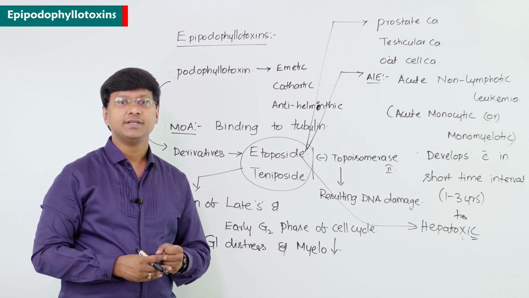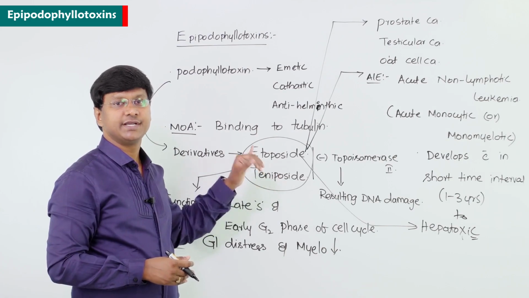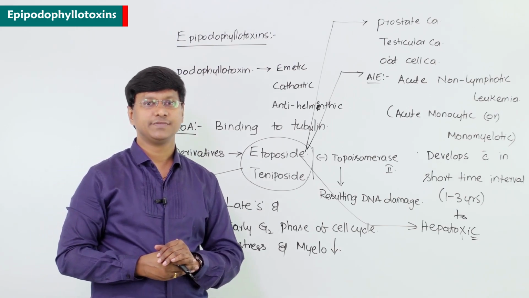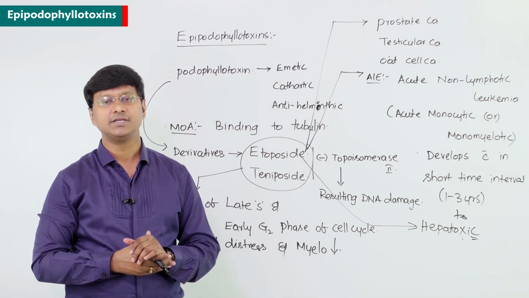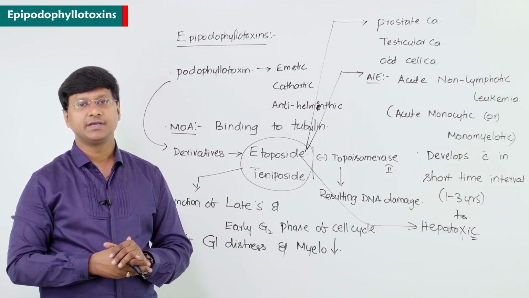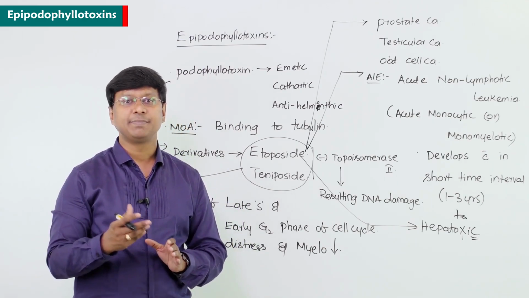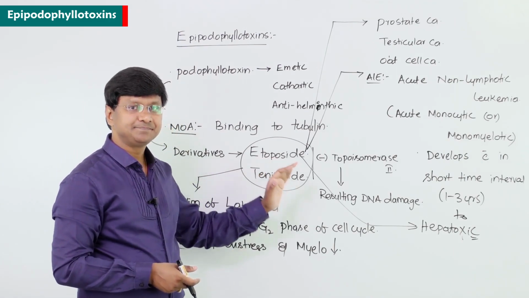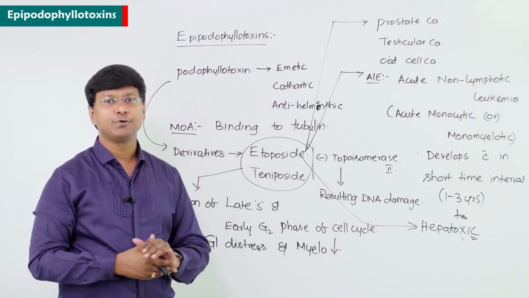And these drugs, remember, can cause gastrointestinal distress as well as myelosuppression. Etoposide is indicated for testicular, prostatic and as well as small cell tumors of the lung. Etoposide therapy can result in acute non-lymphocytic leukemia, that is acute monocytic or monomyelocytic leukemia. Remember, this leukemia develops at a short time interval of 1 to 3 years after the end of therapy, as compared to the alkylating agents induced leukemia. And the other point is that etoposide at high doses is highly hepatotoxic. So that is about your epipodophyllotoxins.